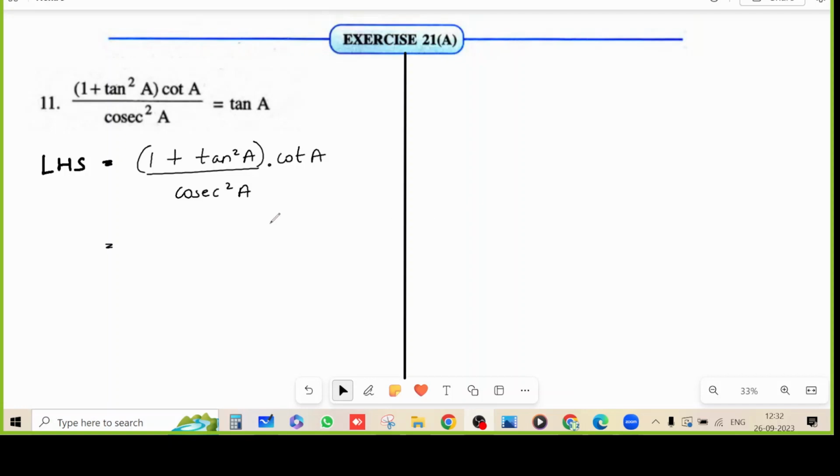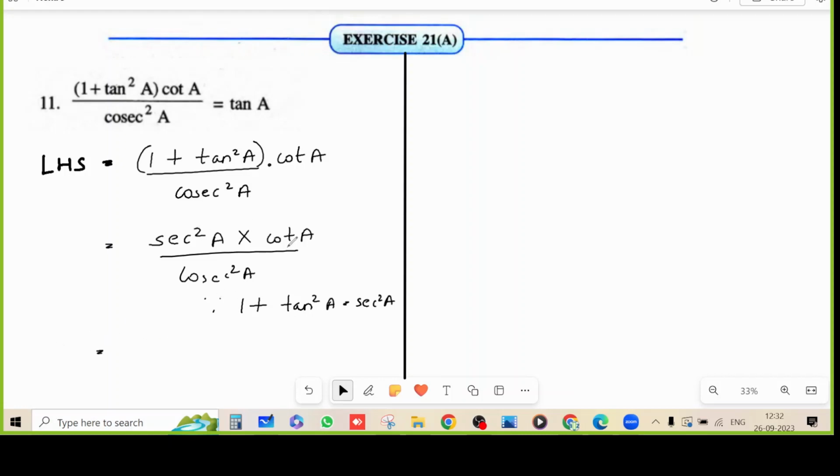We will start the question from the left hand side, which is equal to (1 plus tan square A) divided by (cosec square A into cot A). Now we know that 1 plus tan square A is equal to sec square A. So the reasoning is always written in trigonometric questions. So 1 plus tan square A is equal to sec square A according to the trigonometric identity.